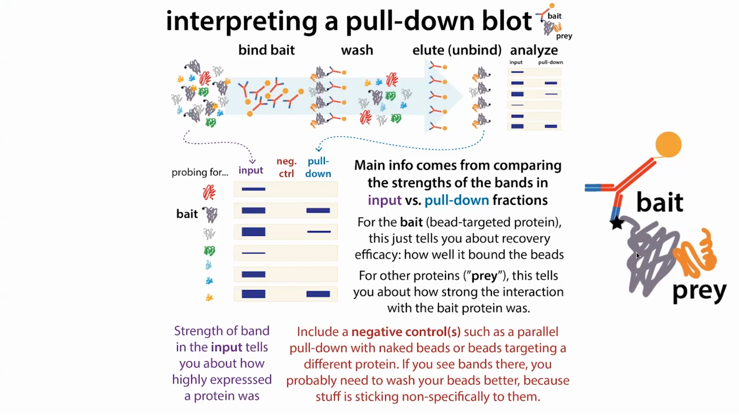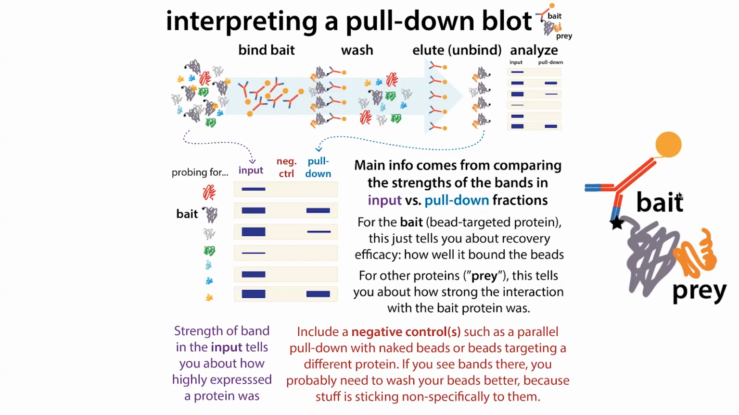Sometimes if it's a weaker interaction, you might not actually be able to see that it pulls down that other protein. This is especially true if you're dealing with a non-direct interaction. So maybe this is bound to a protein that's bound to this protein, and only some of the time is that protein actually part of that complex. There are a variety of complicating factors.